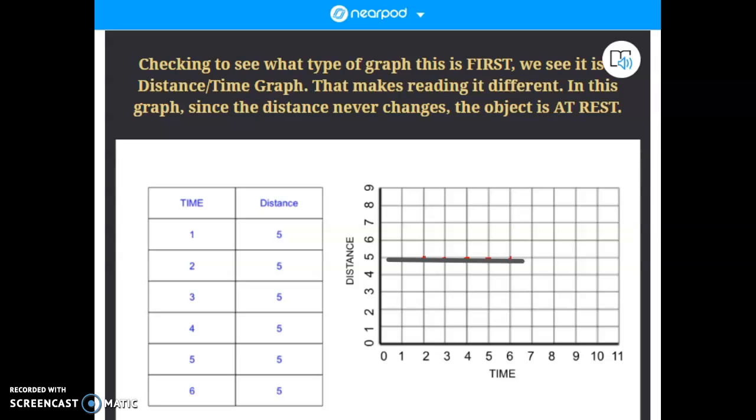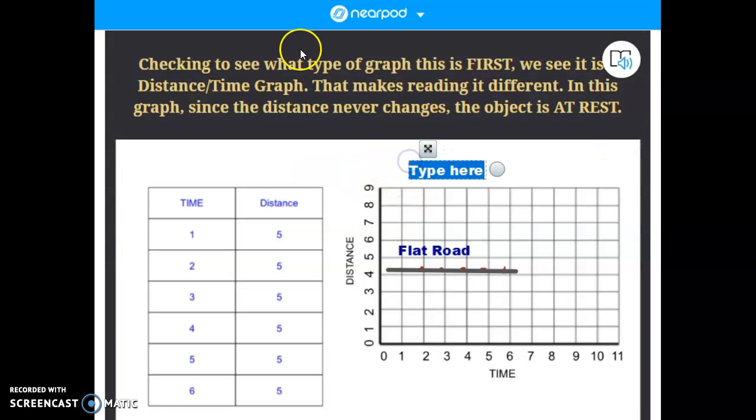All right, had to pause, and I'm back. So here we go. I've drawn my line, and I know that because it is flat like that, this is a flat road. But I also know that this is going to be labeled as, and I'll change this to red, constant speed.